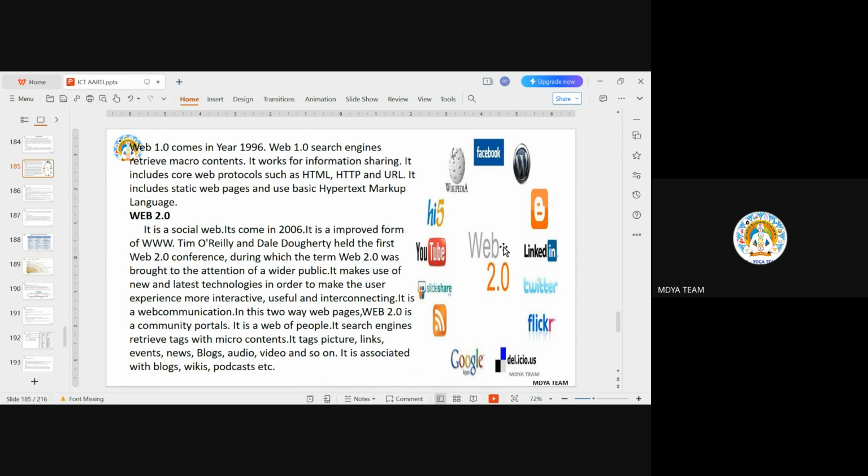In this picture you can see examples of Web 2.0: LinkedIn, Twitter, Flickr, Delicious, Google Apps, SlideShare. Skype is also an example of Web 2.0. YouTube, all these are examples of Web 2.0, where you can read and write the content. It is a social web. It is a web of communication.